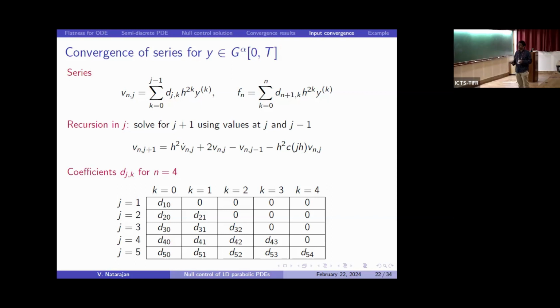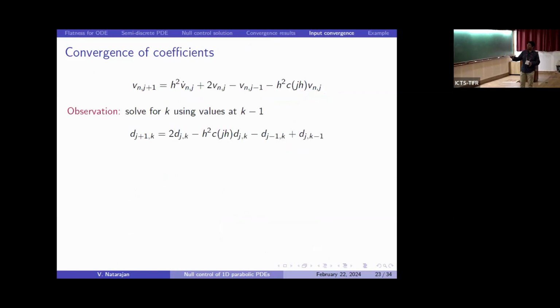Now there's another way of getting these coefficients, which is doing it column wise. If I can do it column wise, then I'll be able to get a recursive expression, a discrete time system which I can solve. I'll explain how I get it column wise. So I have this expression here. I can substitute these formulas. If I do that, I get an expression of this type, where d(j+1)k, I basically compared the kth derivatives of y on both sides here. I substitute the series for Vn(j+1), Vnj and Vn(j-1). Then compare the coefficients of the kth derivative of y, right? And I get this expression. So here, if I know everything at k minus 1, that is the previous column, I can compute things at the current column.